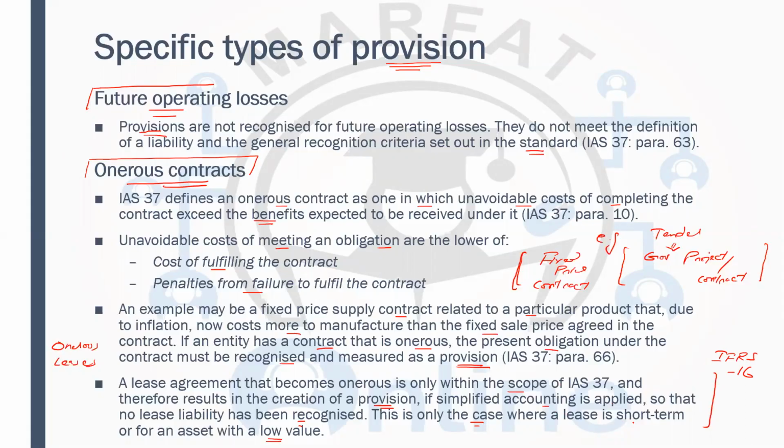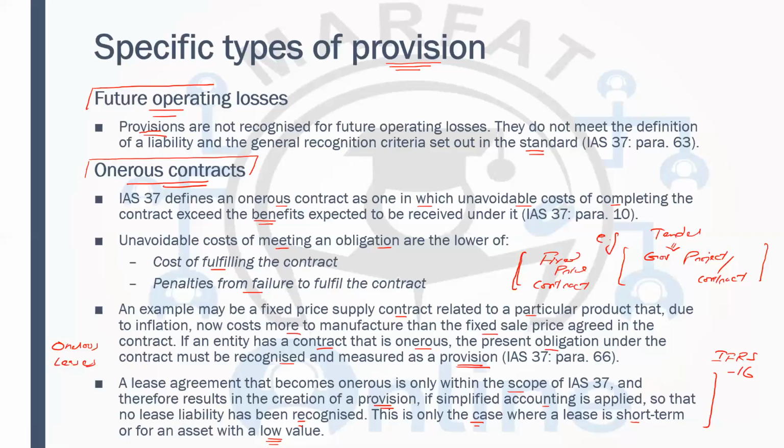So if an entity is having a short-term lease or a low-value lease which is not recorded as an asset in the statement of financial position, they are making the payments, but they are not getting any benefit from those assets which they have taken on the lease, then this should be recorded as a provision. This is actually a loss they are making, and this should be recorded as a provision in the statement of profit or loss and the statement of financial position. So this is known as the onerous leases.